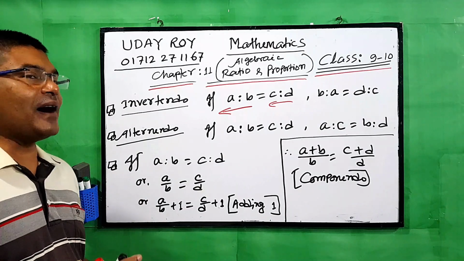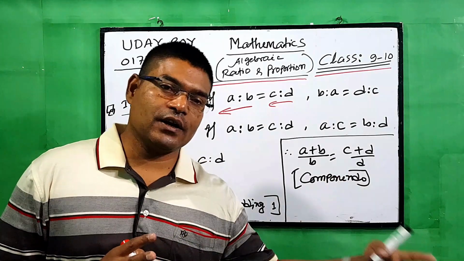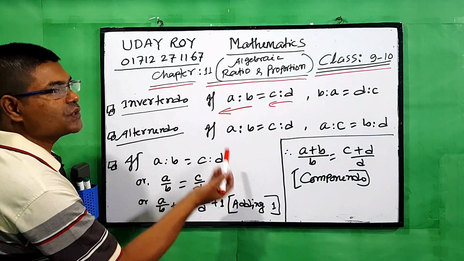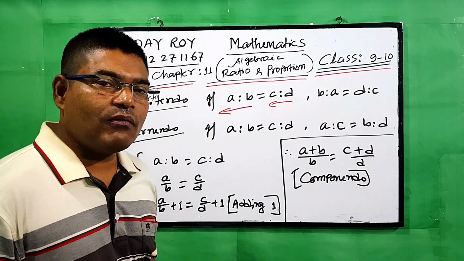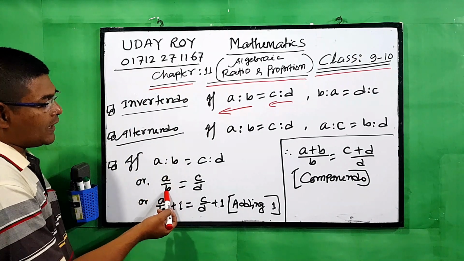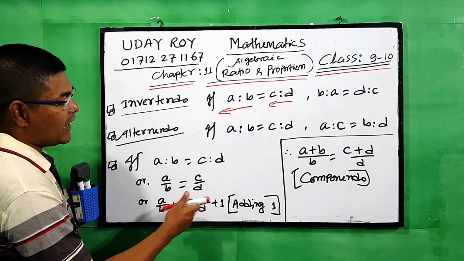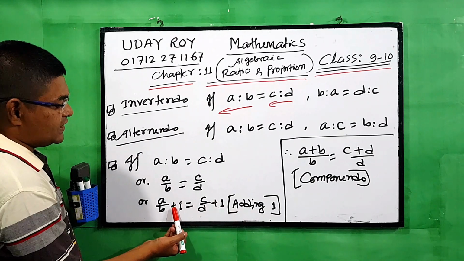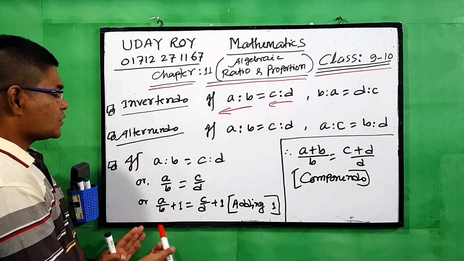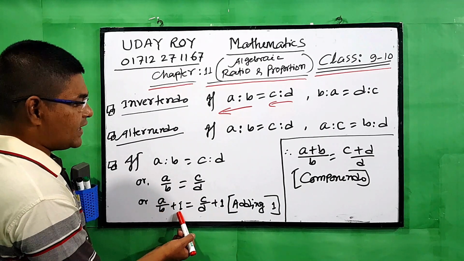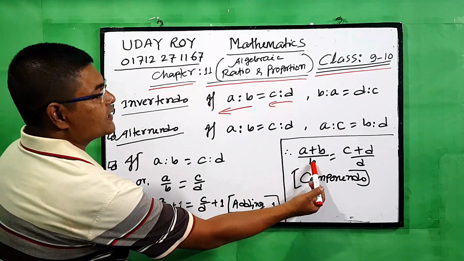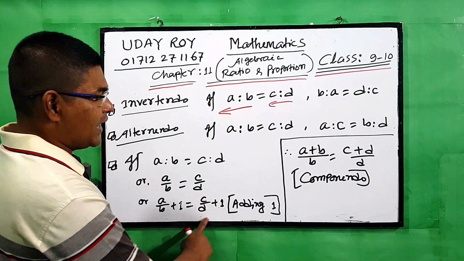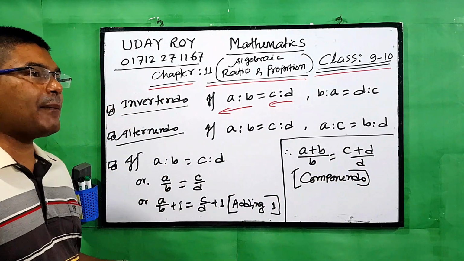The another important part is componendo. That means add one. Here A:B equals C:D. Ratio is one kind of fraction. A:B, A by B. C:D, C by D. So adding one on both sides. We will get B and 1, 1 by 1. LCM here is B. We get A plus B by B equal to C plus D by D. So we have got componendo.